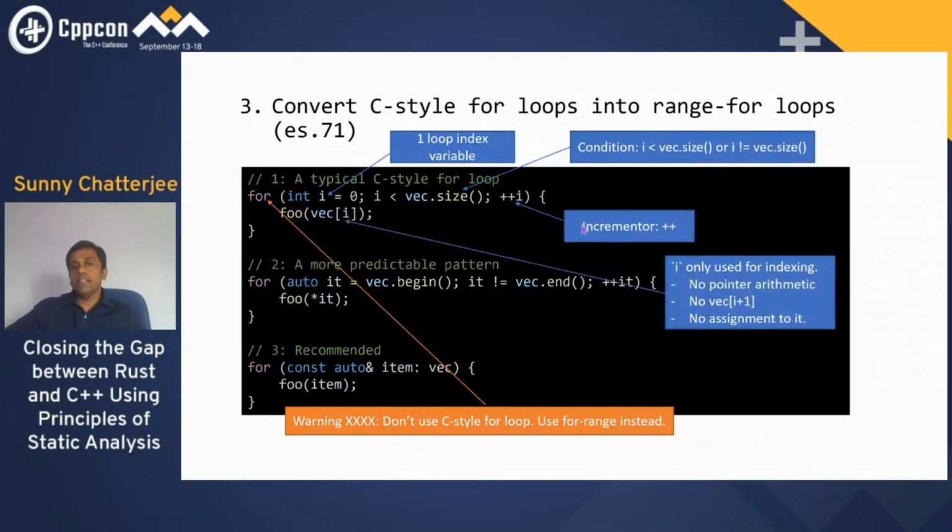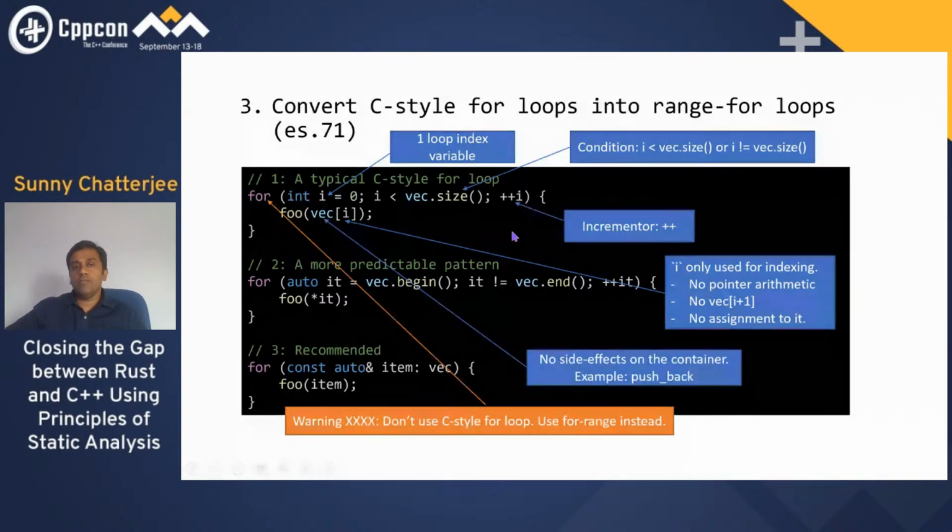And next, it will check that the only way the loop index variable is used is for a simple access. There are no funny things happening like pointer arithmetic. It's not used to access with a +1 or +2. There is no assignment happening to it.